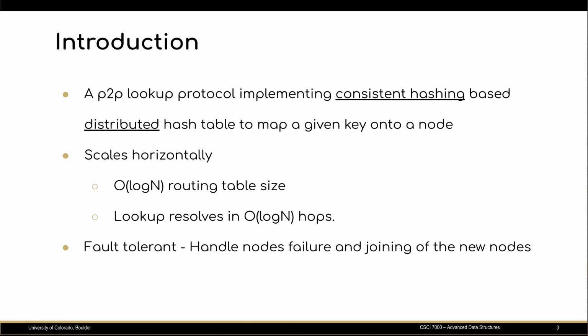Chord is fault tolerant. It handles node failure and joining of new nodes, and this is very critical. We will look at how these ideas were not supported in a typical hash table, and how consistent hashing helps provide a more practical implementation of a hash table in a scenario where nodes fail all the time.